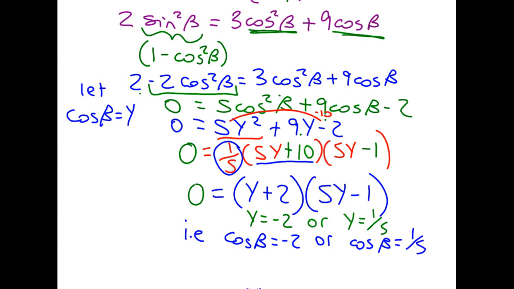Now one of these doesn't work. Think of your cos graph. Okay, cos is cool, it starts at 1. You can snowboard down it.